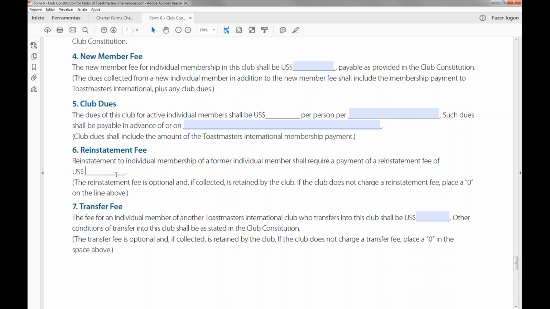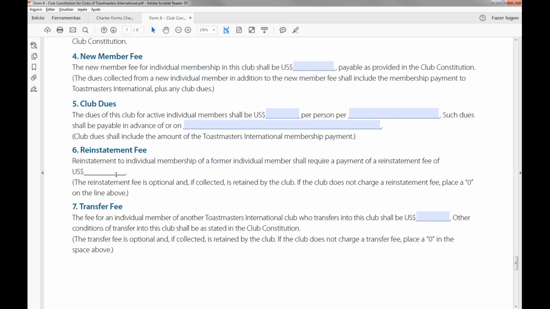Also, and this is not usual in many clubs, you can decide that your club will have a reinstatement fee. So if someone stopped paying the membership and then decided to join again like 1 year after, you can say, okay, in order to be reinstated, you need to pay, for example, the same amount as you pay as an initial fee, or you say you don't need to pay anything.